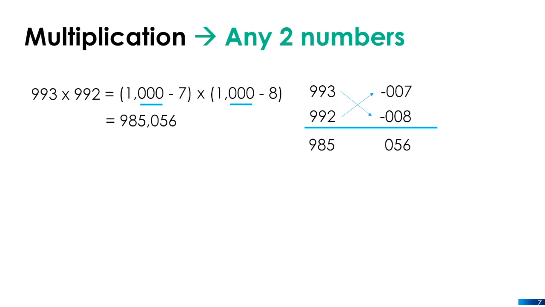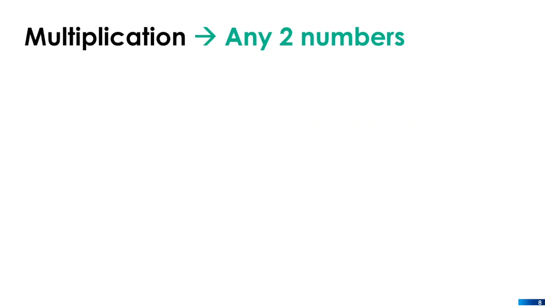Okay, so let's try multiplying other types of numbers. 45 times 54. Now there are no hundreds or thousands to round these numbers up to. They are not that near 100 or 1000. So that method may not be so suitable. So let's try the dot method.